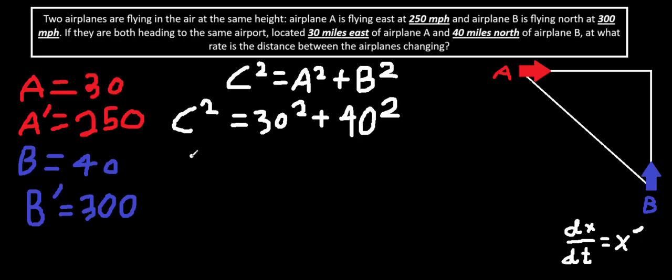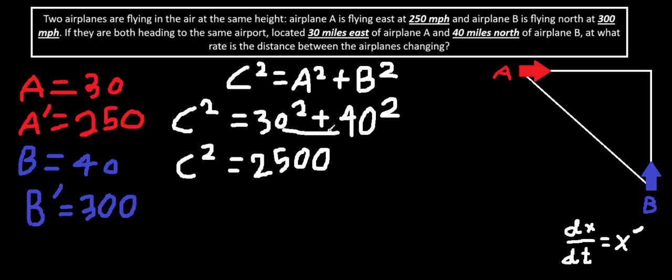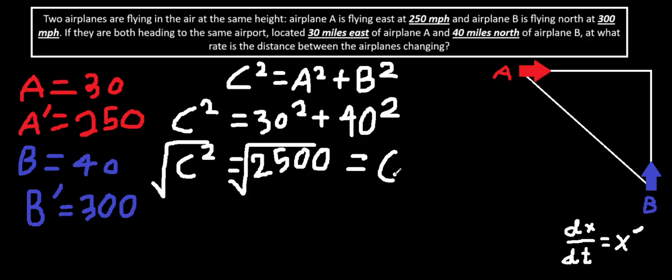So it should look like C squared equals 2500 if you add these two up. The final step is to square root both sides, and what we should end up with is C equals 50.